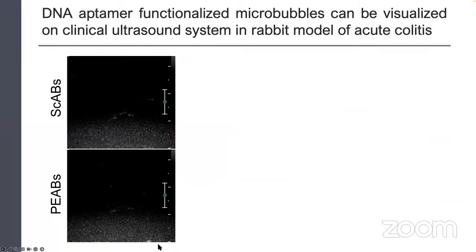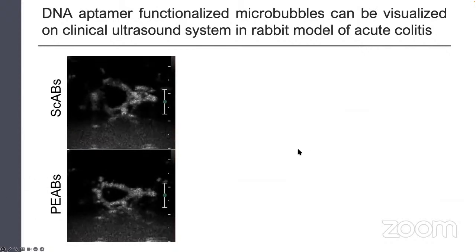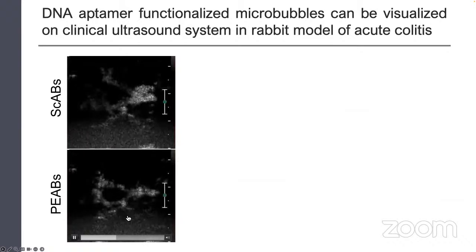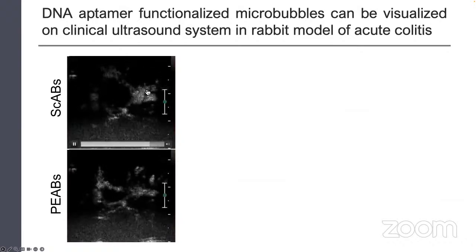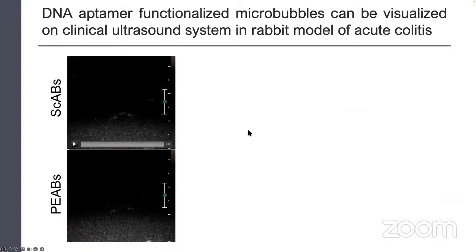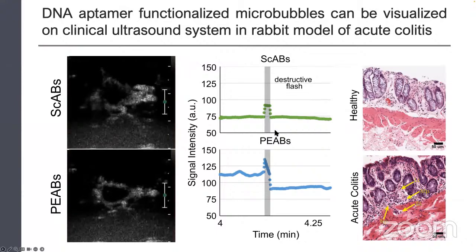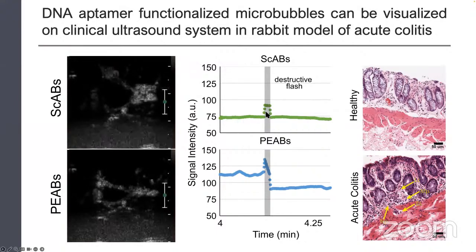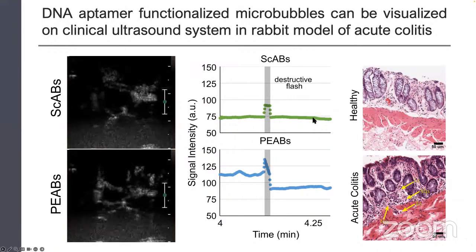So here I'm going to show you a couple of videos of what it looks like. On the top here, this is our scrambled control. On the bottom, we have our P and E selectin microbubble. And you can see that we got a really nice acoustic signal from it. This is actually the bowel right here. This is the control bowel. And what we did is we injected it. We waited our 4 minutes, we initiated our destructive flash, and we see after.